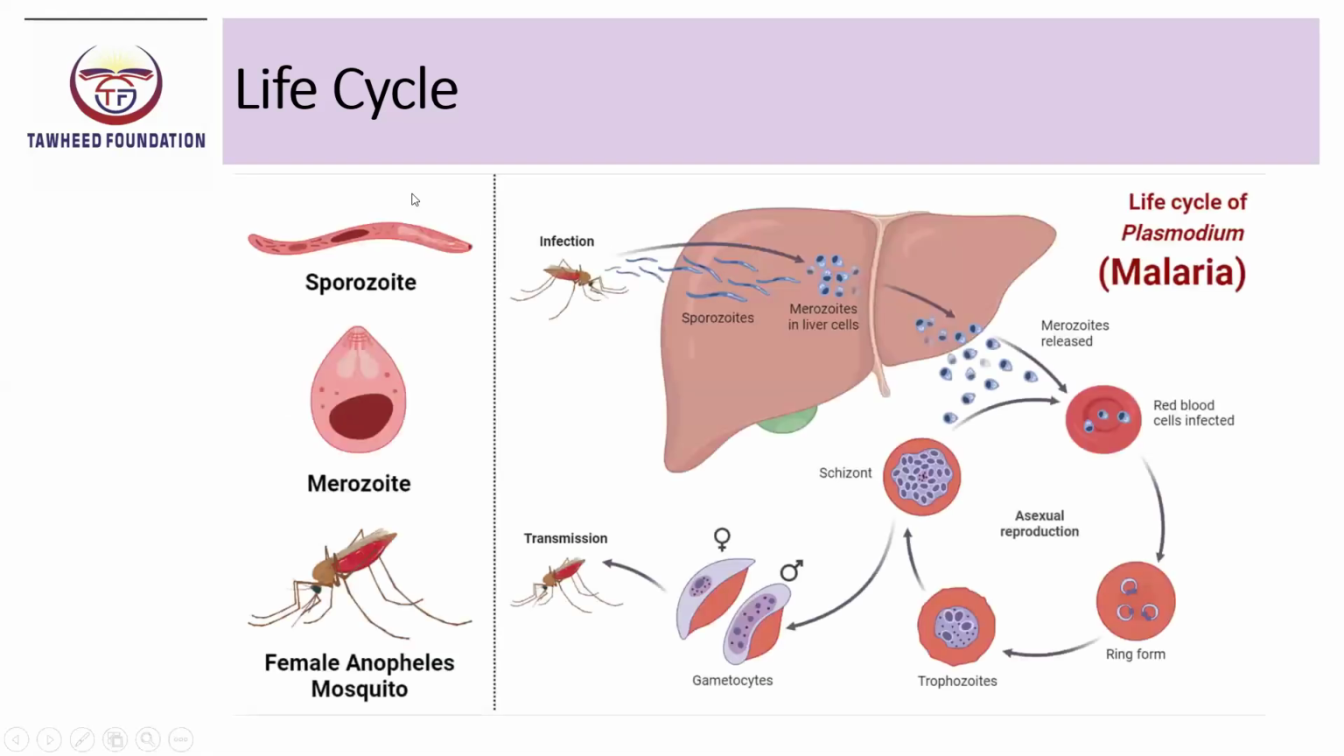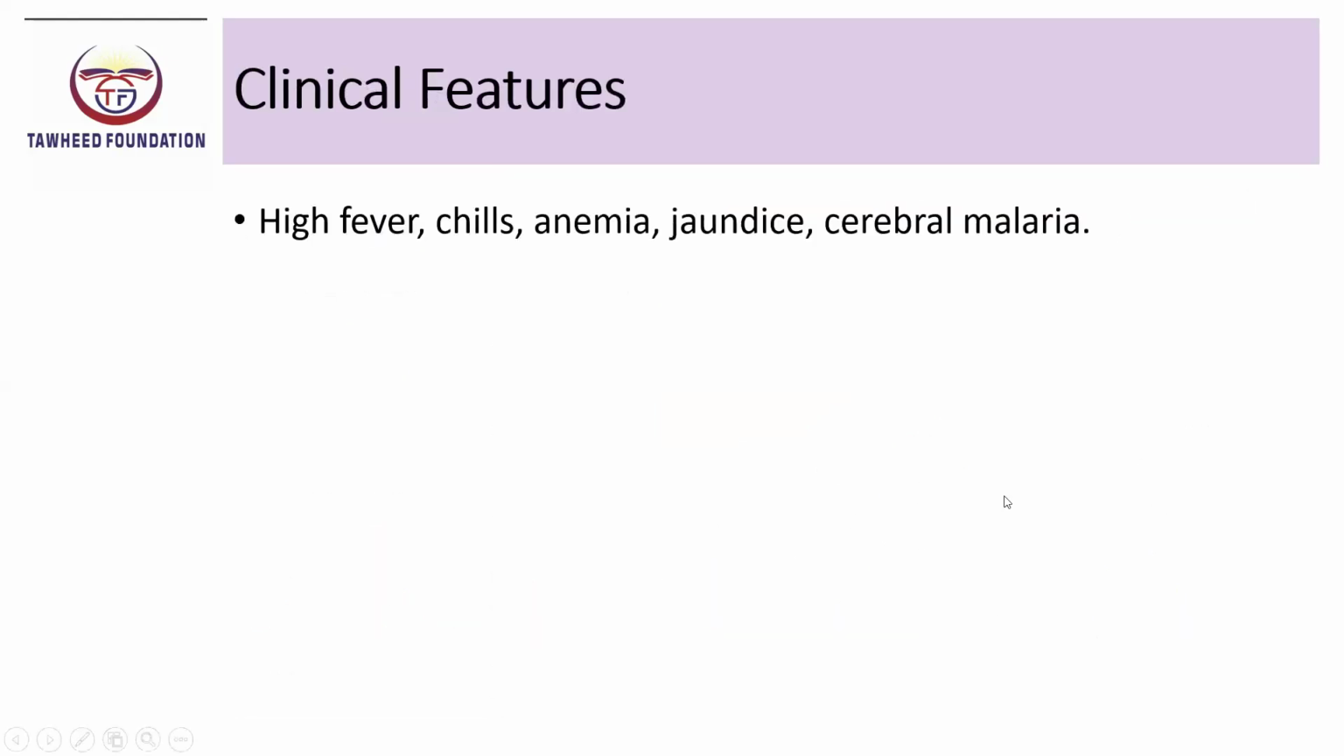This is the life cycle. These two terms are very important, sporozoite and merozoite. In this diagram, you can go through it. Clinical features: the incubation period in humans after getting bitten by an infected mosquito is usually around 10 to 18 days long, within 2 weeks on average.